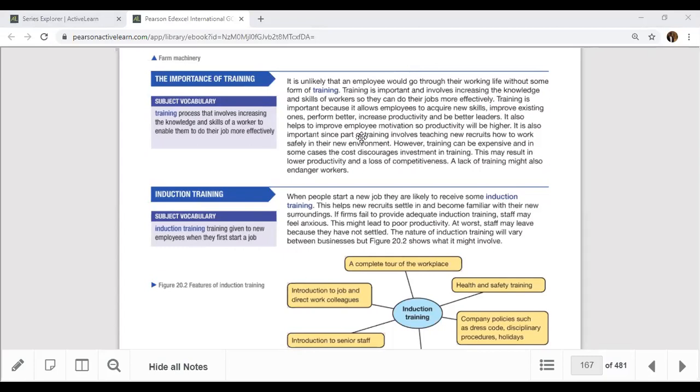So, if a question asks you to analyze or explain the importance of training, you can say training is important to increase the knowledge and skills of a worker, right? Because of that, after acquiring the new skills, they can perform better, and then increased productivity will make better leaders.